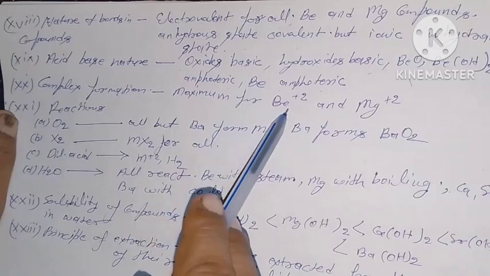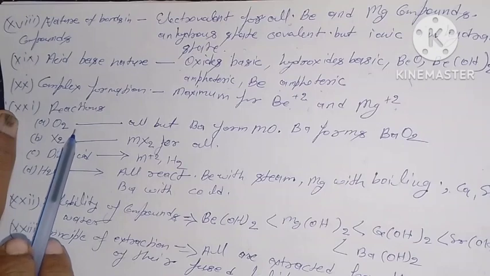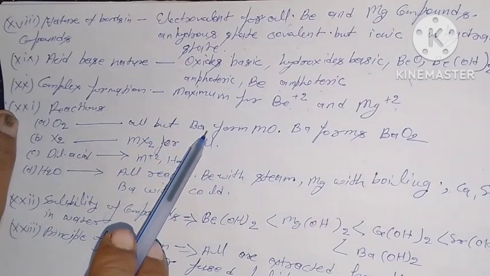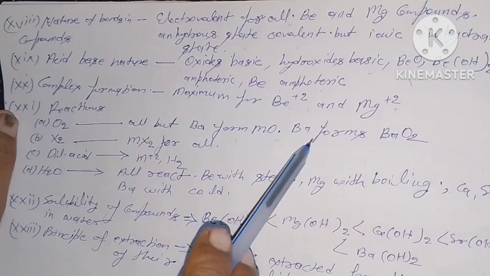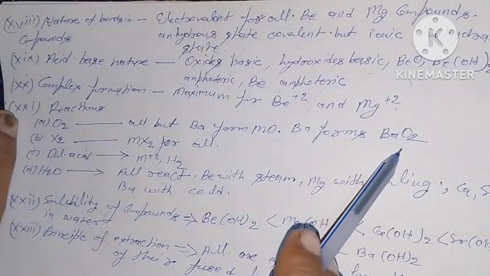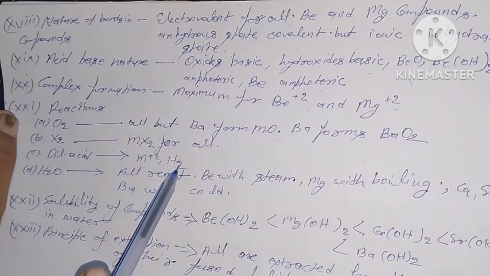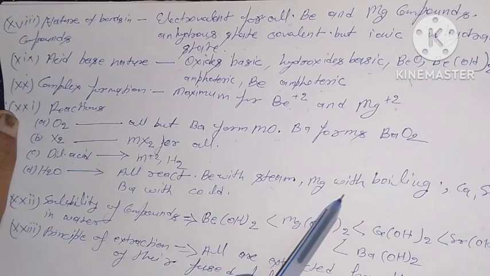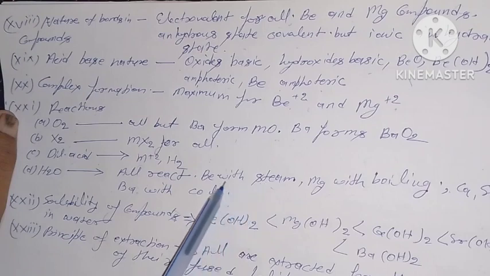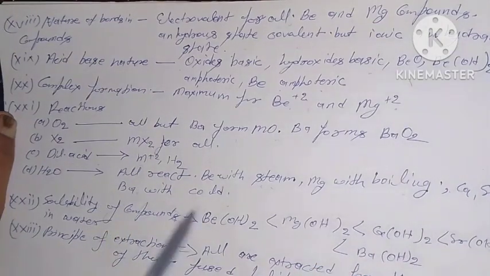Complex formation is maximum for beryllium +2 and magnesium +2. Reaction with oxygen: all but barium form metal oxide, and barium forms peroxide. Halogens: MX2 for all. Dilute acid: M +2 and hydrogen gas. With H2O: beryllium reacts with steam, magnesium with boiling water, calcium, strontium, barium with cold water.